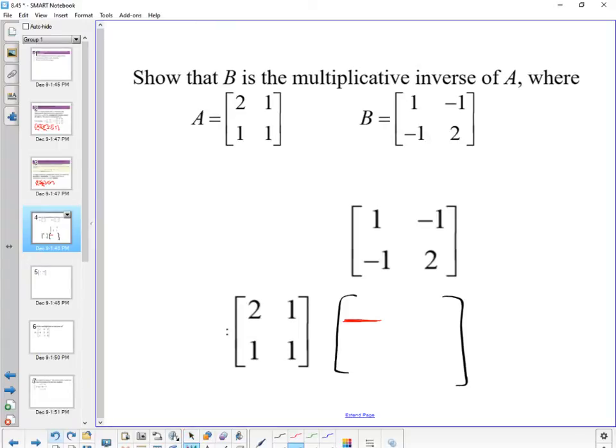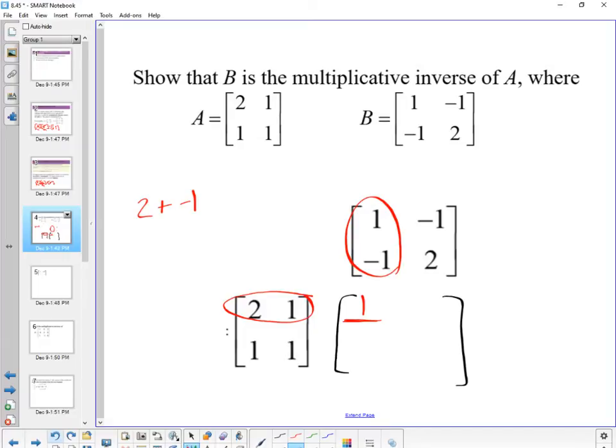So first row, first column, I'm going to take the first row and the first column, and I'm going to kind of sweep my way across. So these two is a product of 2, right? And I'm going to add to that the product of the next 2. That's 1.